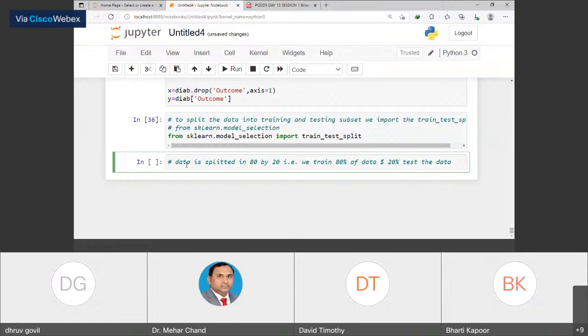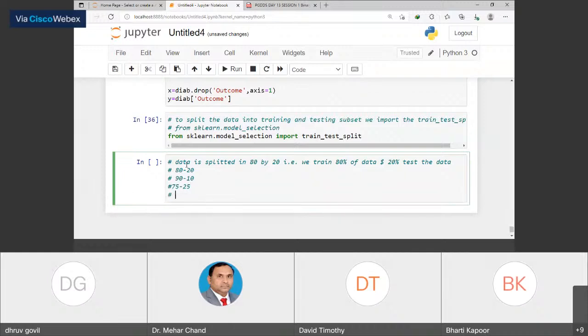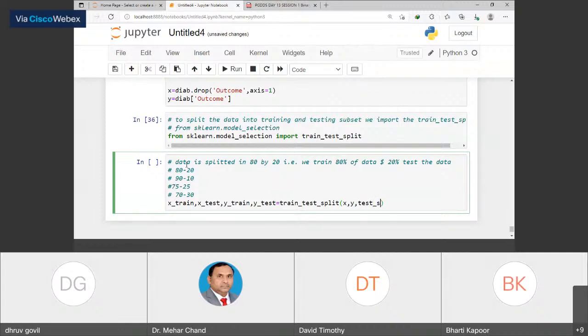So I mentioned over here what ratios there should be: 80-20, 90-10, 75-25, 70-30. So we don't go below this. Now we have to write X train, comma, X test, comma, Y train, comma, Y test is equals to train_test_split of X comma Y comma test size equals to 0.2.